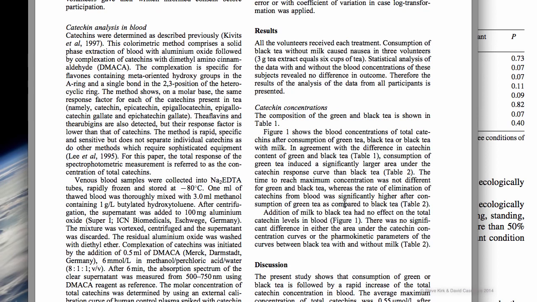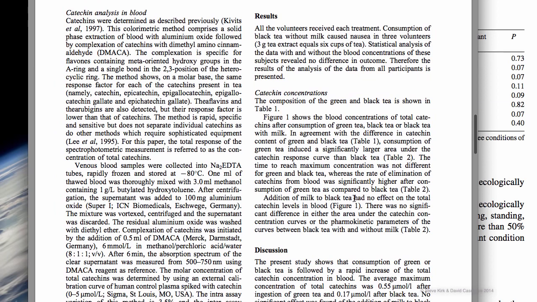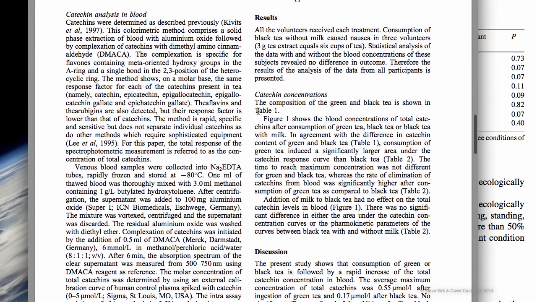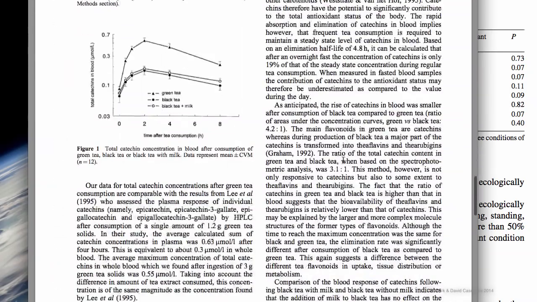Notice that not only things that were different were mentioned, like this significantly higher one, but also things that did not change. Okay, was not different. Same thing down here. Okay, had no effect on the total catechin levels. Okay, and in the case of this results section, they have a table 1. Okay, they have figure 1, and they also have table 2, and those are shown later on.